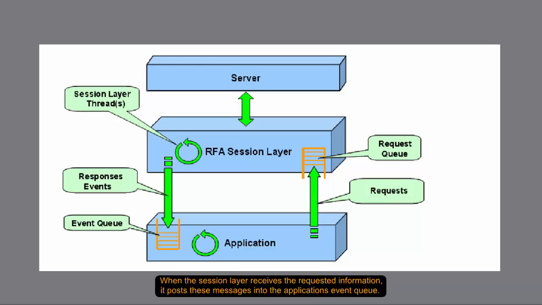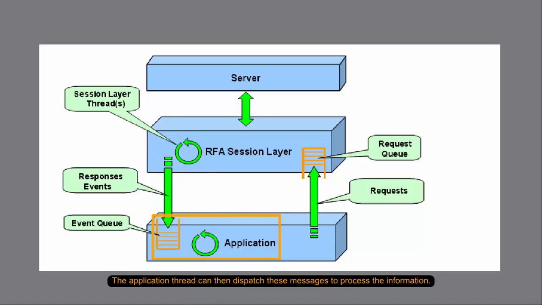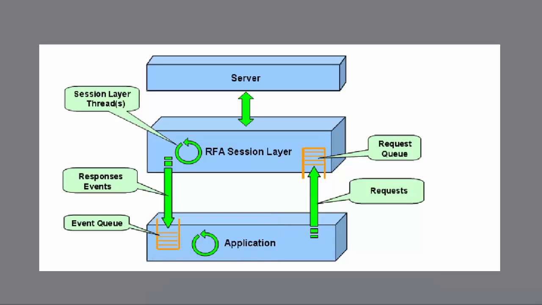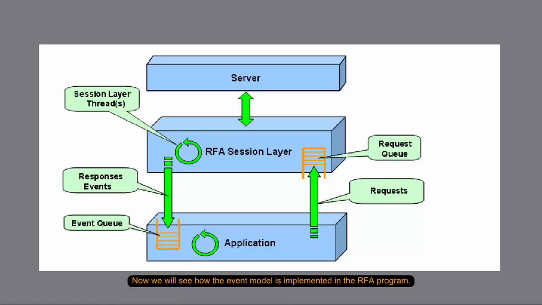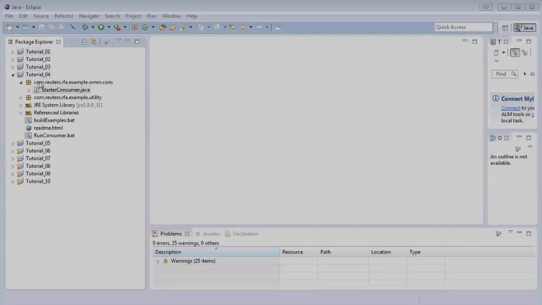When the session layer receives the requested information, it posts these messages into the application's event queue. The application thread can then dispatch these messages to process the information. For detailed information on the RFA event model, please see the RFA Developer's Guide included in the Developer Kit. Now we will see how the event model is implemented in the RFA program.